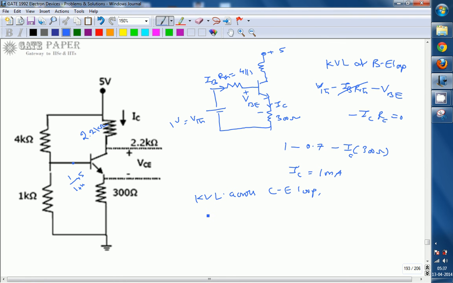So apply KVL: plus 5 minus IC times 2.2 minus VCE minus IC times 0.3. 300 ohms can be written as 0.3 kilo ohms, and the kilo is neglected, is equal to 0. So 5 minus, IC is 1 milliampere, 1 into 2.2, 2.2 minus 0.3 is 2.5, so 5 minus 2.5 minus VCE is equal to 0. So VCE value is nothing but 2.5 volts. IC is 1 milliampere. VCE is 2.5 volts.